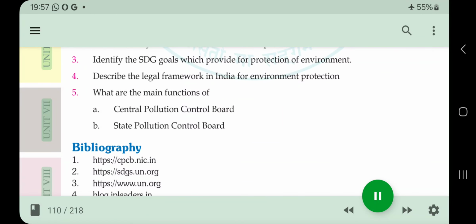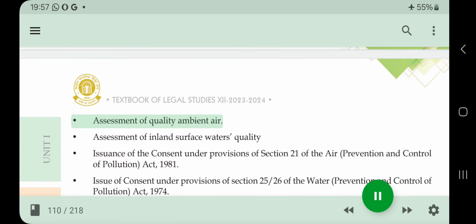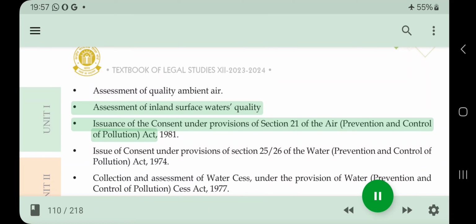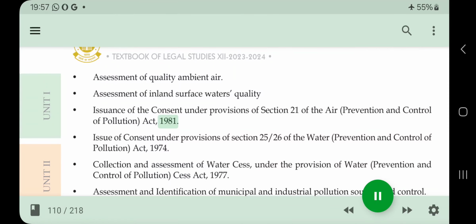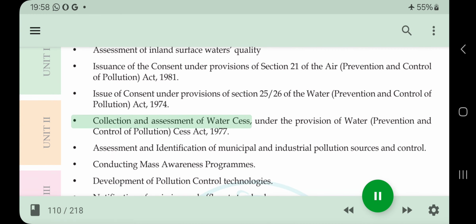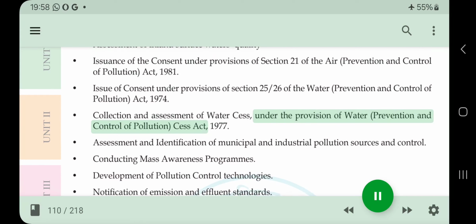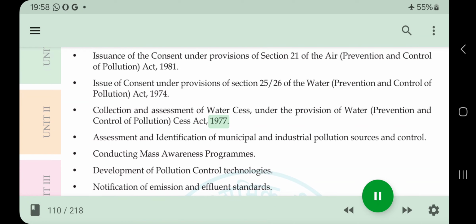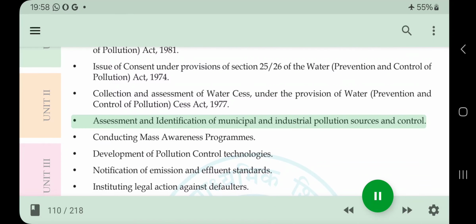Assessment of quality of ambient air. Assessment of inland surface water quality, issuance of the consent under provisions of Section 21 of the Air (Prevention and Control of Pollution) Act, 1981. Issue of consent under provisions of Sections 25-26 of the Water (Prevention and Control of Pollution) Act, 1974. Collection and assessment of water cess, under the provisions of the Water (Prevention and Control of Pollution) Cess Act, 1977. Assessment and identification of municipal and industrial pollution sources and control.